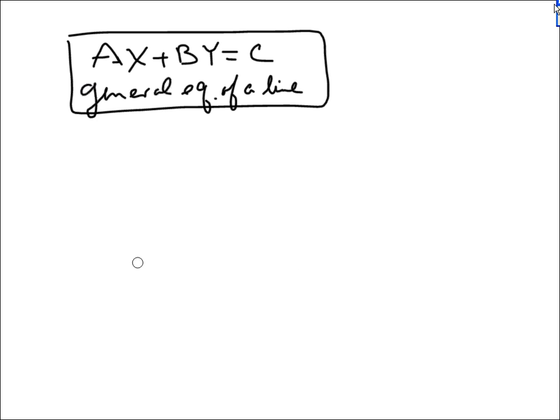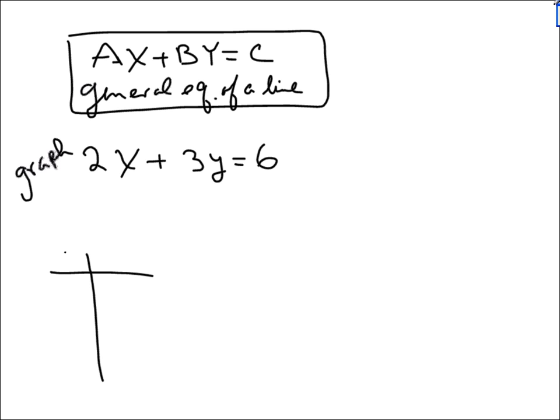Now, if you have an equation of this type, you could rewrite it as y equals mx plus b, but I don't think one should bother to do that. Suppose you have 2x plus 3y is equal to 6, and you're being asked to graph this. I think you should play the intercept game.